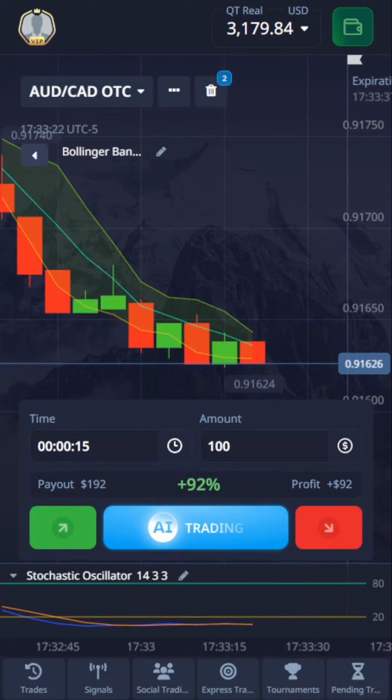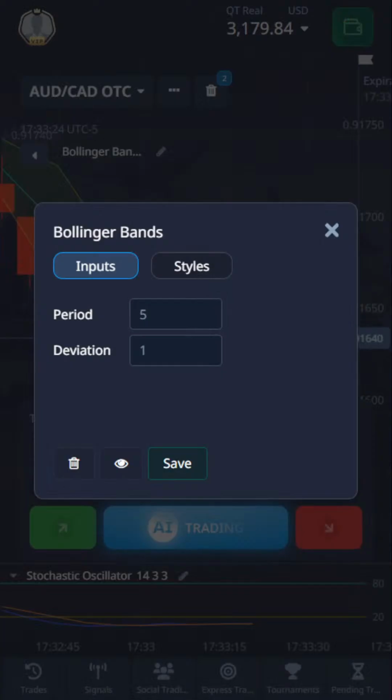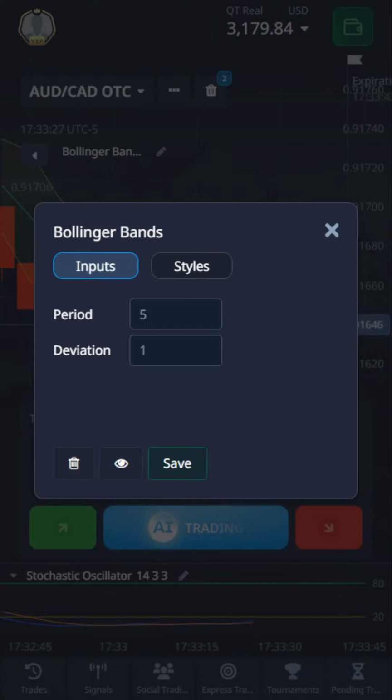What are the periods of the Bollinger Bands? Let me show you that. The period is 5 and the deviation is 1.